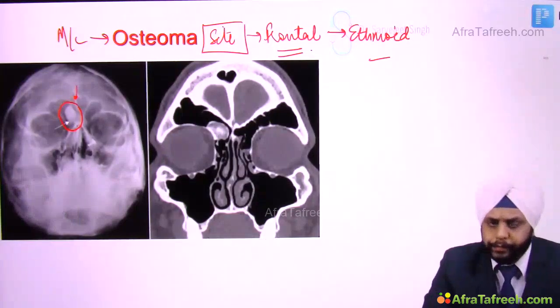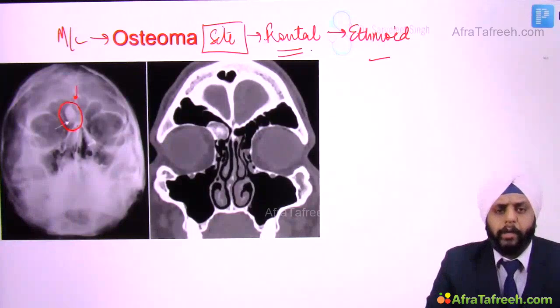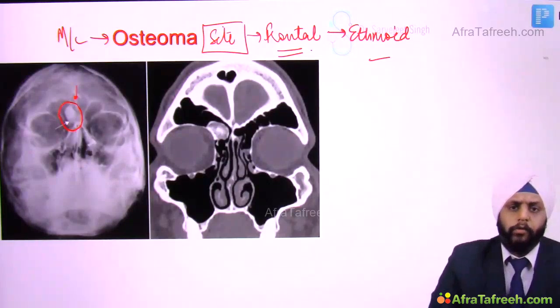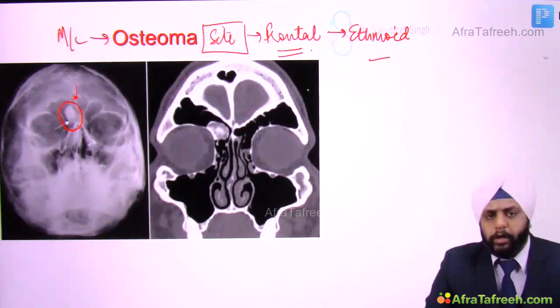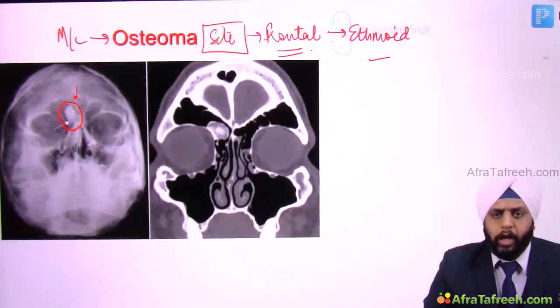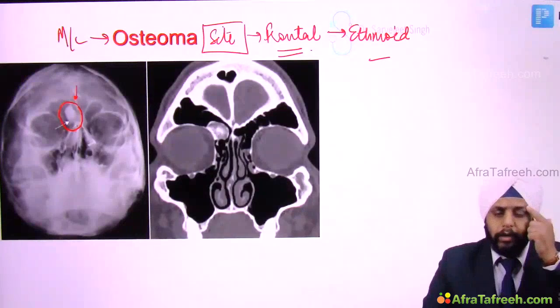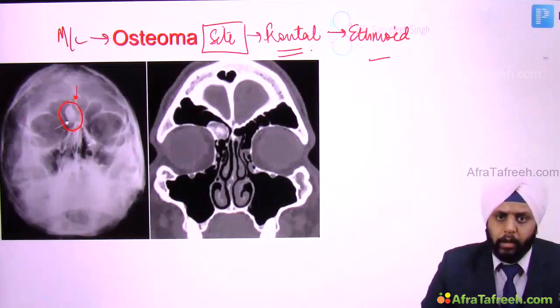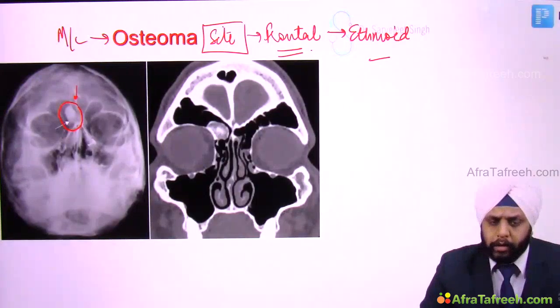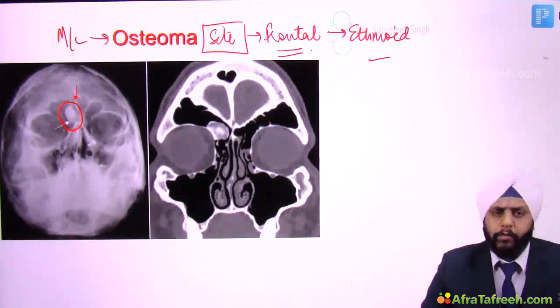Treatment means excision of osteoma, so you have to remove the osteoma. Earlier the treatment was to do a surgery from the outside. Remember I told you about the frontal sinus trephination surgery. You open the frontal sinus by giving an incision around the eyebrow, and then you cut the bone, remove the bone and remove the tumor.